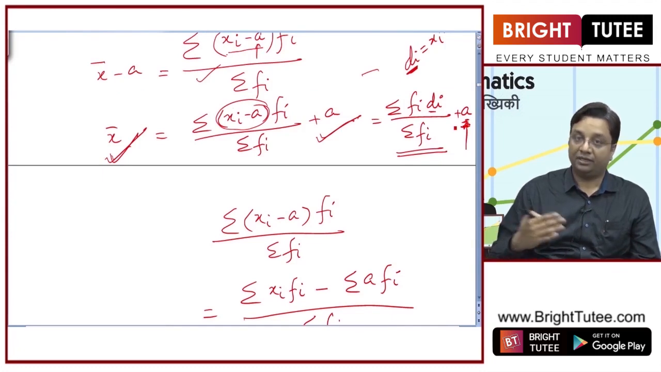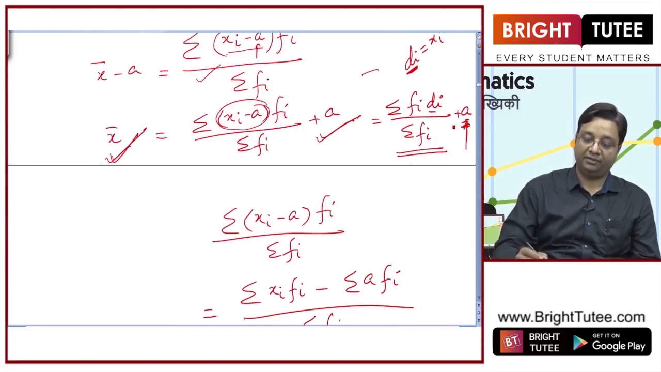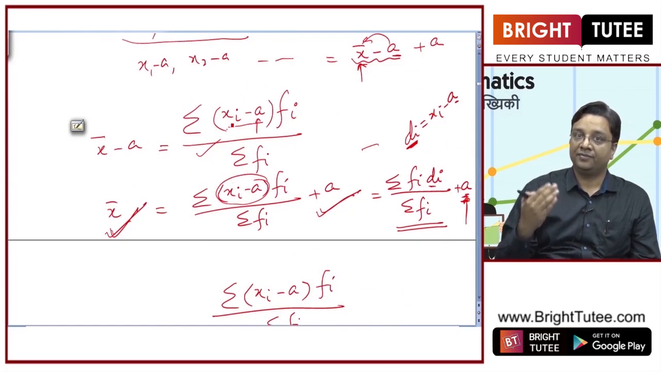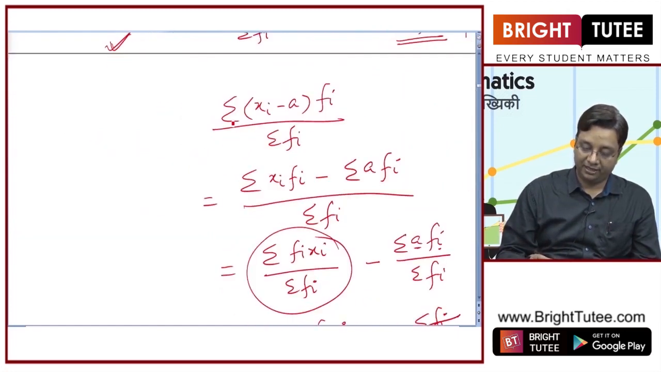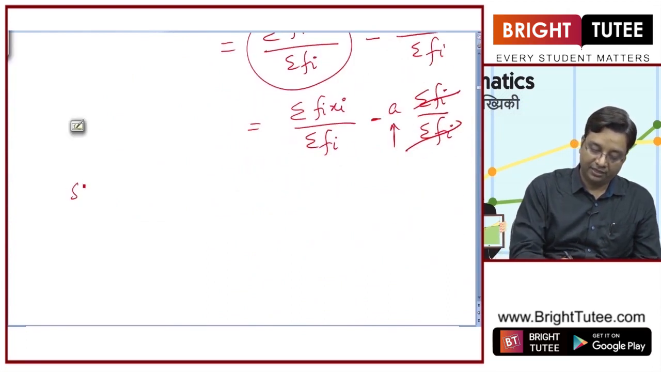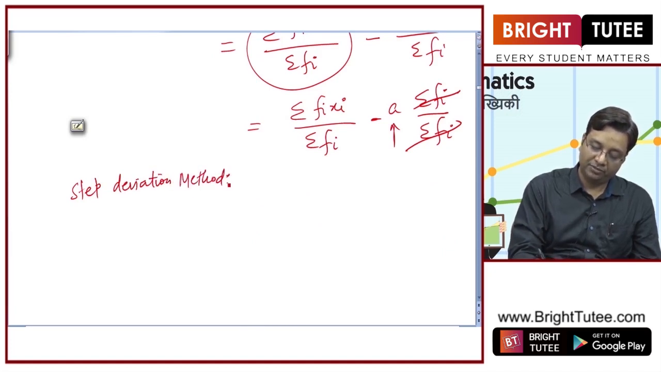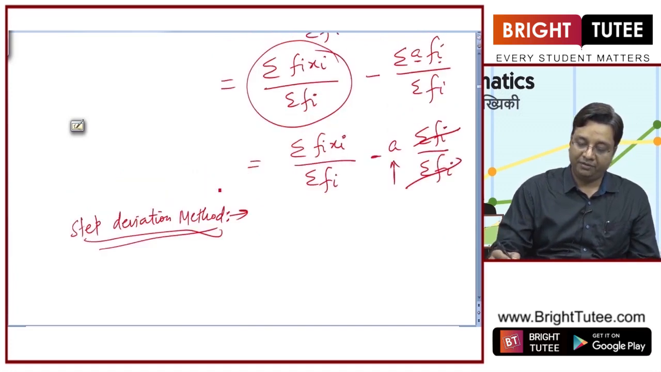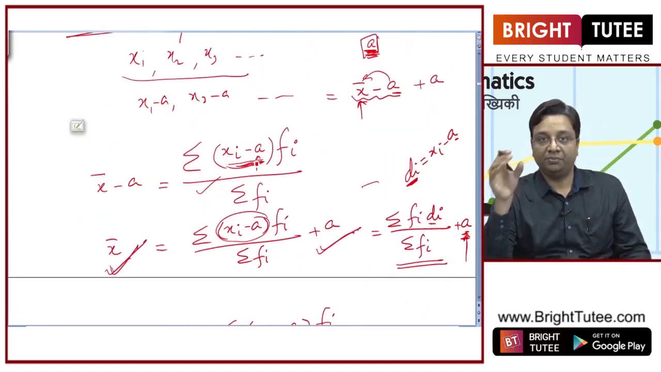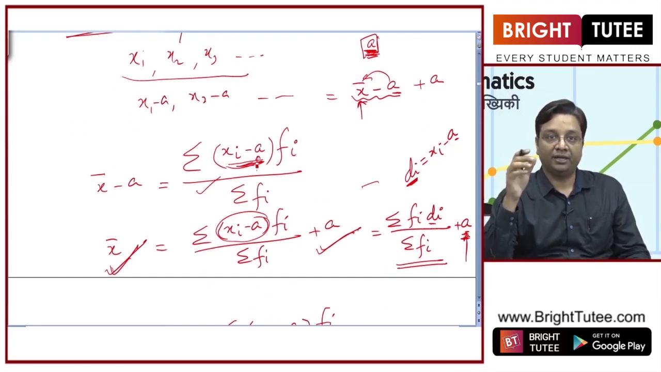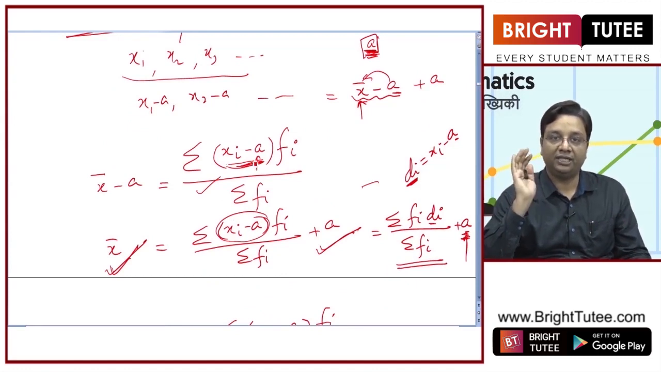Another thing that I discussed in the introduction is that we can divide each number by a certain constant. If I divide each number by a certain number, then I will call it the step deviation method. When do we use this method? When even after subtracting some assumed mean, the data is not simple enough to calculate. Then we divide each number by a certain number, whichever we find convenient.